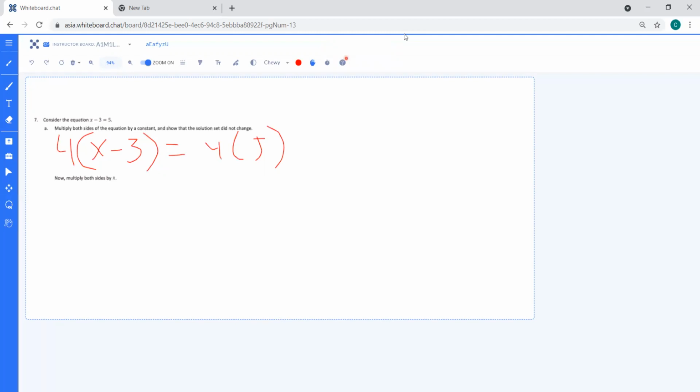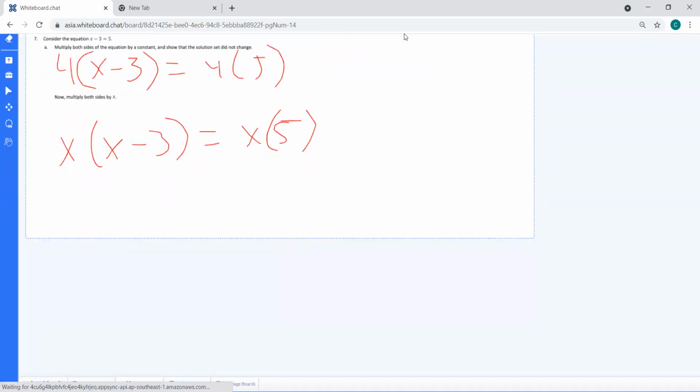That's all the same. Now it says multiply both sides by, I wonder if this wants me to use the original. I think we'll just use the original here. x times 5, okay? It doesn't change anything, right? Because we could divide both sides by 4 at the top, and we can divide both sides by x here, and it doesn't change anything, okay? It's the exact same thing.